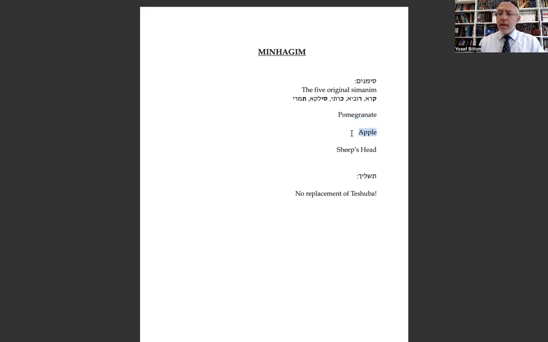Then the apple. Then came the honey. Also, she'yehi shana tova u'metuka. That's actually a late minhag, but it was adopted, although it's originally Ashkenazi, but it was adopted by Sephardim too.